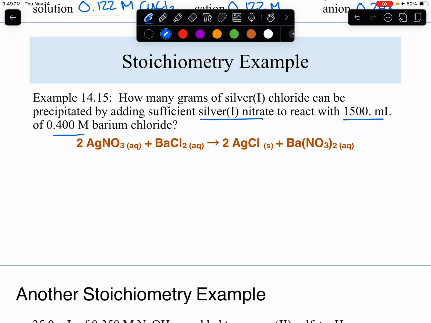When I'm dealing with a lot of information, I like to organize it to help me get a clearer picture of what I'm going to do. So let's do that first. How many grams? This is what I'm looking for. How many grams of silver chloride? So I'm looking for this in grams. Can be precipitated by adding sufficient silver nitrate. Well, sufficient silver nitrate doesn't really tell me anything, right? There's no information, so I can ignore that. To react with 150 milliliters of 0.4 barium chloride. So I am faced with 150 milliliters of 0.400 molarity.